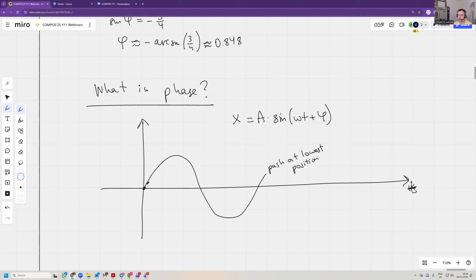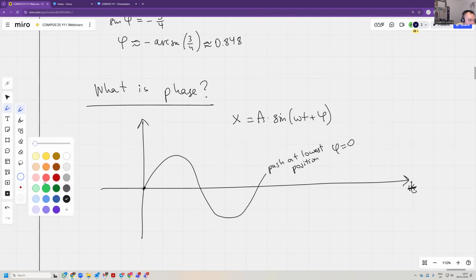What are the units of phase? It's a non-unit quantity. Well, it's radians, but radians is a non-physical quantity. It doesn't have a unit of measurement. Unitless quantity. So in this case, we say phase is 0.